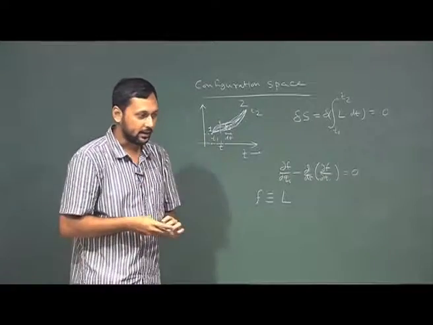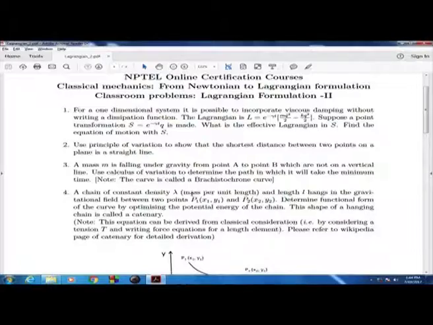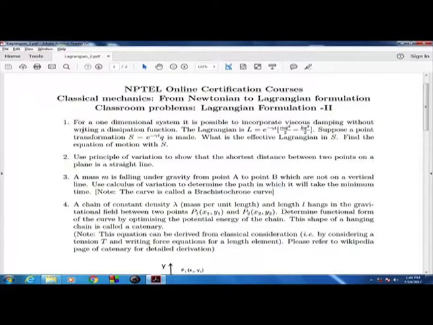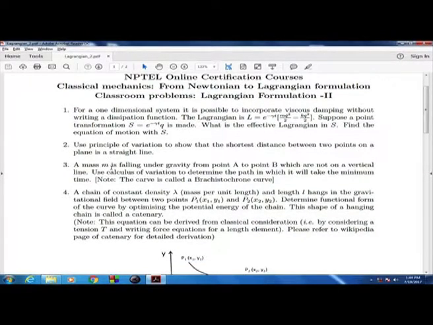Anyway, I will come back to that, but let us look into the problem set I have prepared for you. The first problem is a small problem on point transformation, which I will solve, but it is actually very easy to solve. The problem says, for one dimensional systems, it is possible to incorporate viscous damping. I am talking about one dimensional simple harmonic oscillators, by the way, I forgot to mention. It is possible to incorporate viscous damping without writing a dissipation function.